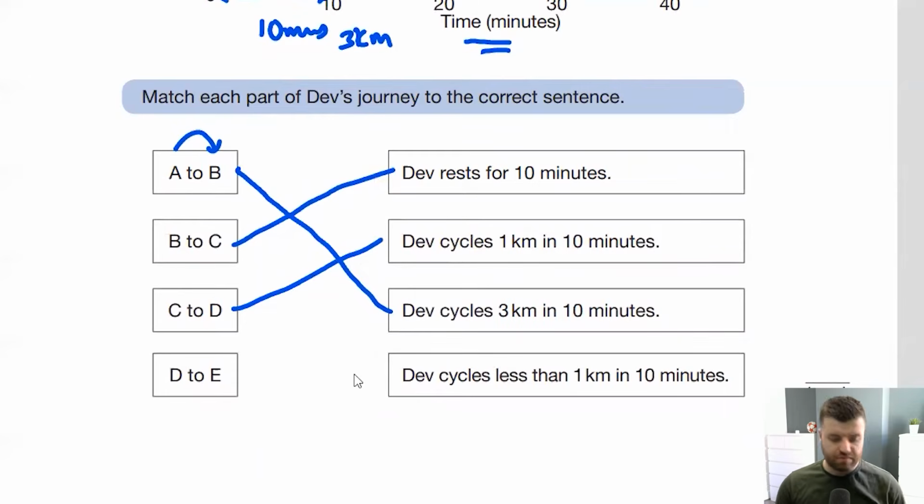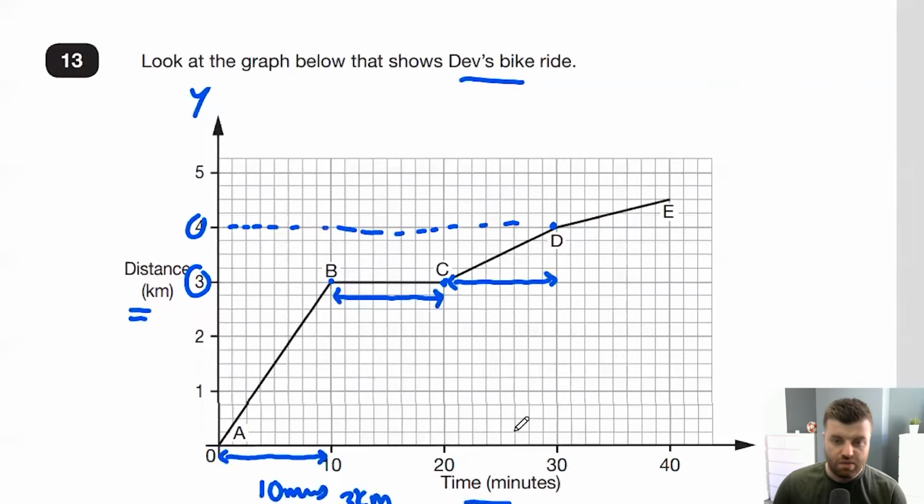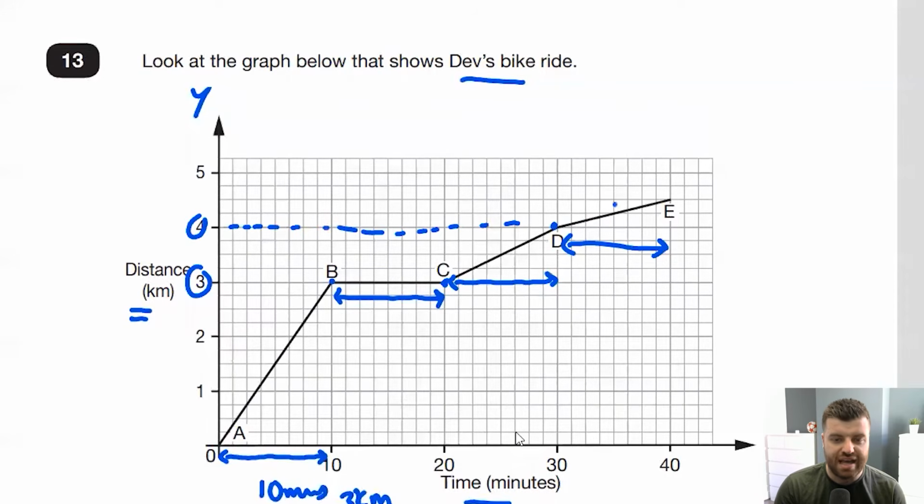What can I do now? If I'm super confident in my answers, I can just put the last one in. Dev cycles less than 1 kilometer in 10 minutes. Well, that is absolutely true. We can check it. It's another 10 minutes, and that is certainly less than 1 kilometer. Guys, we've answered question 13.